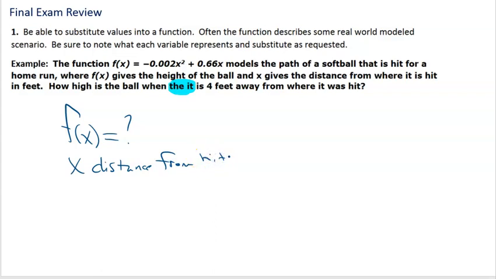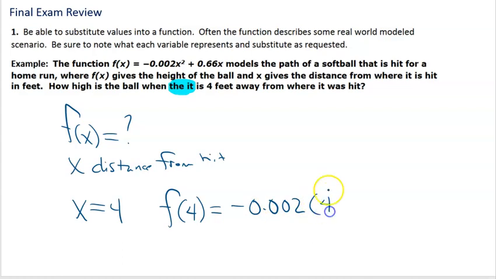So it says how high is the ball when it is 4 feet away from where it was hit? Okay, so I have x is equal to 4, so I need to find f of x. So f of 4 is equal to, just plug 4 in, so negative 0.002 times 4 squared, plus 0.66 times 4. Remove the x and replace it with 4. Notice what I did. This is just regular function notation. I'm supposed to plug in a 4 everywhere there's an x.